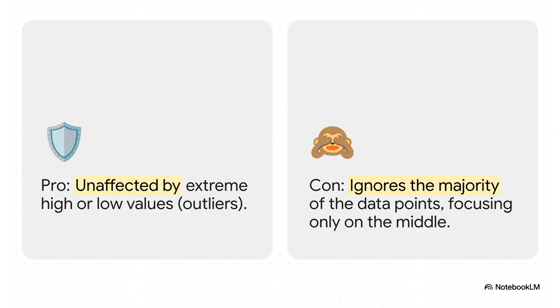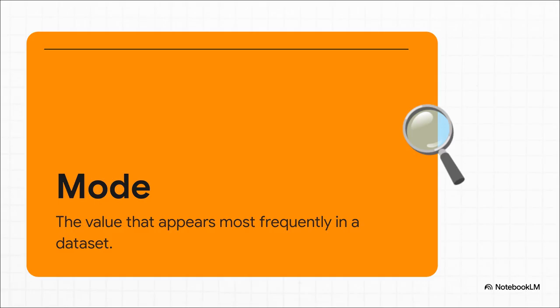The only downside? It kind of ignores what's happening with all the other numbers in the set. All right. Our third and final measure for finding the center is the mode. This one is probably the easiest to get your head around. It's simply the number that shows up the most often. You can think of it as the most popular or most fashionable value in your data.